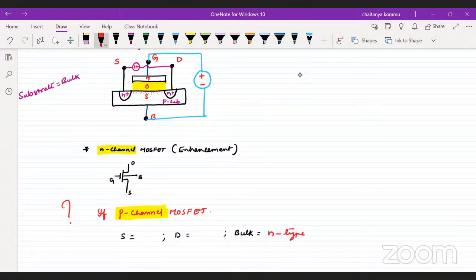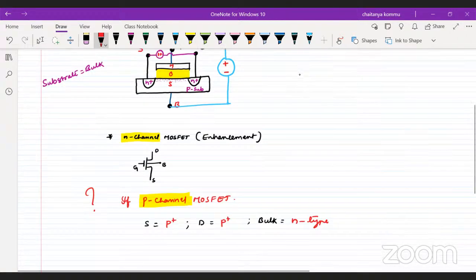Then we have to provide the source of carriers, sorry, P-type carriers. So the source and drain must be P plus, and this is how we define it. Agreed? That's what I would like to say about it.